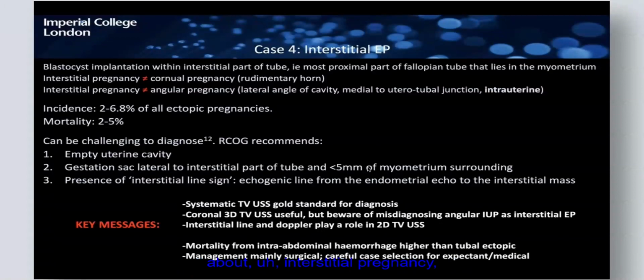Summarizing about interstitial pregnancy, systematic transvaginal ultrasound is a gold standard for diagnosis, and 3D can also be useful. But be careful that we are not misdiagnosing angular intrauterine pregnancies as interstitial. The interstitial line and the Doppler play an important role in 2D transvaginal ultrasound diagnosis, and the mortality from these types of pregnancies is higher than for tubal ectopic pregnancies due to the risk of intra-abdominal hemorrhage, and therefore the management is mainly surgical. Occasionally, we consider expectant or medical management for carefully selected cases.